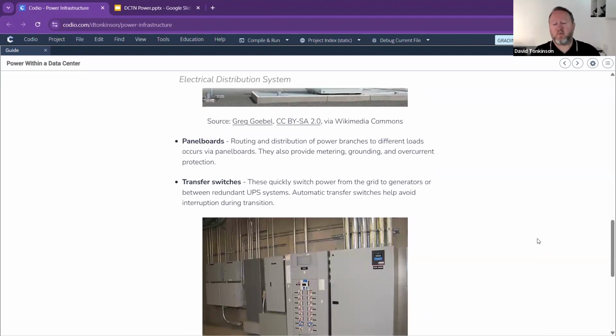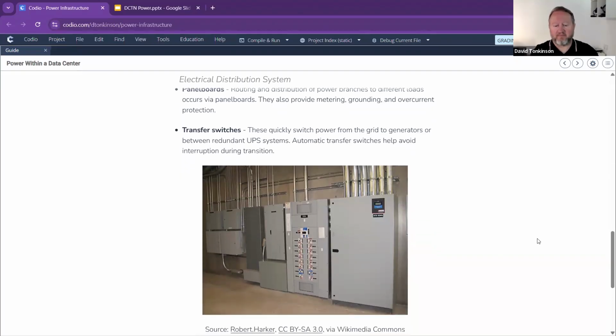We also in our data center have things called panel boards. These are dealing with routing and distribution of power branches, so we can basically isolate different locations. Our panel board provides metering, grounding, and essentially overcurrent protection. If you're in a domestic house, your panel board you might consider to look very similar to your fuse box. Okay, because it will have fuses in it. It will have what's known as RCD systems in there. And we'll talk a little bit about RCDs a bit later as well, covering some of the highlights here.